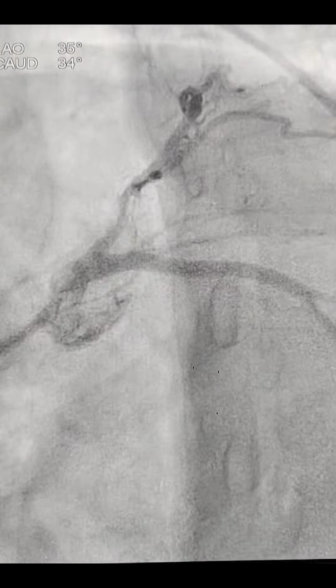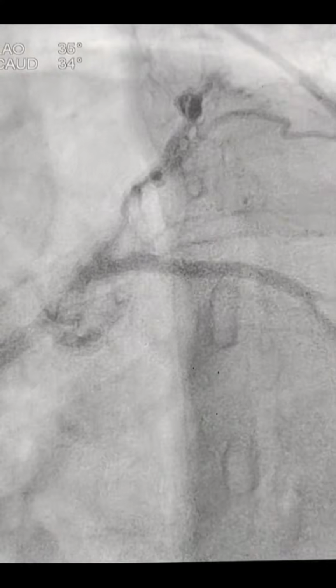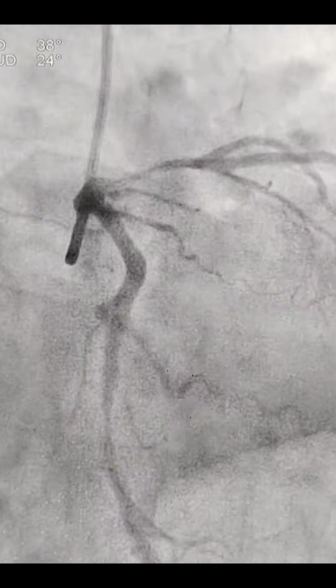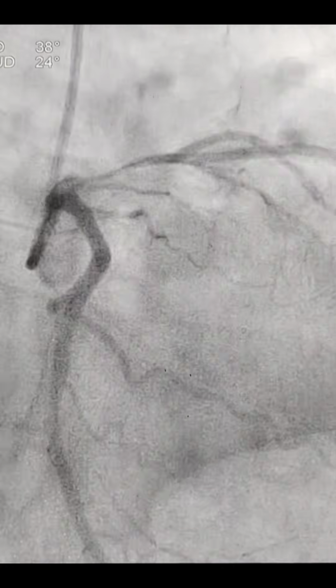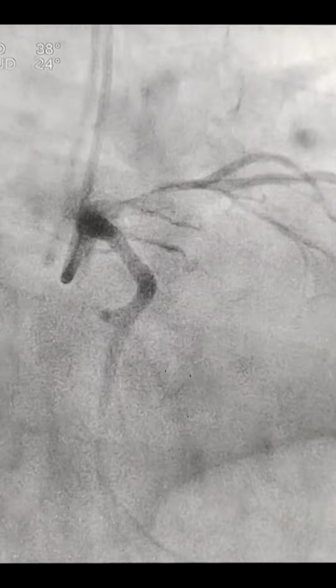So we took up this case. With the right femoral route we engaged with the XB3 because the LM was very short, so we took an XB3 in 6 French, and we progressed this BMW PTCA wire in the LAD.